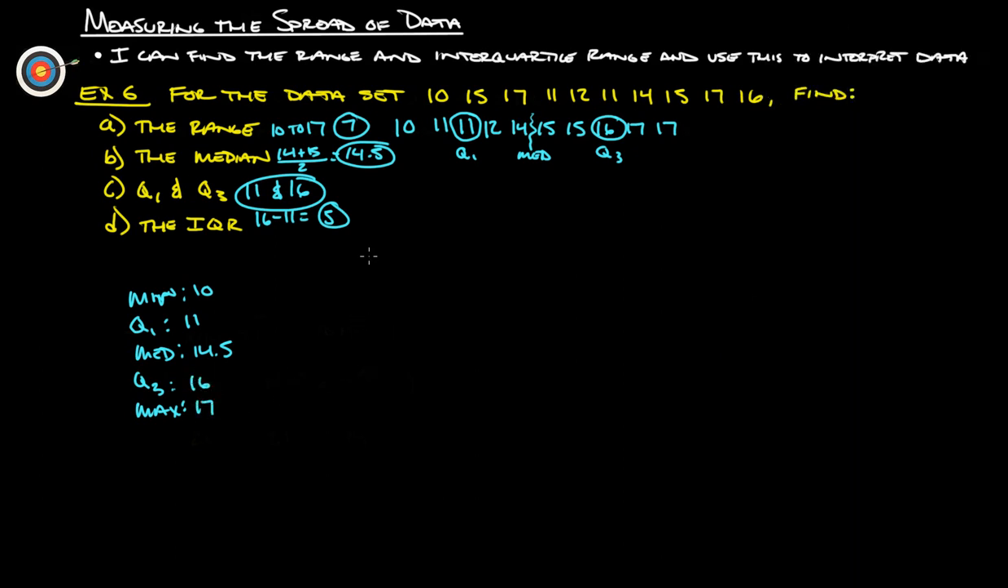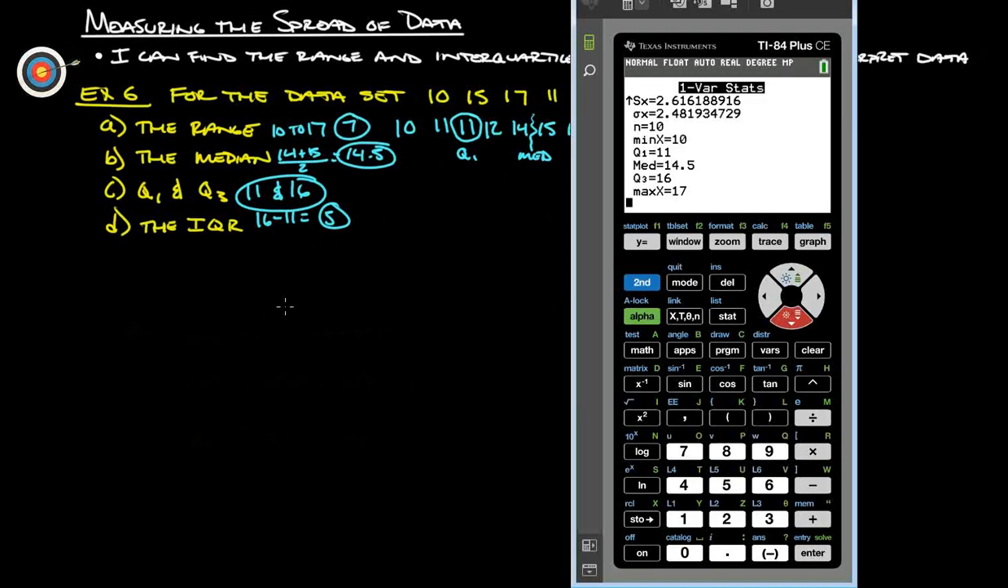So we can now come up with all this info here, right? So the range is from 10 to 17, which is 7. The median is 14.5, check. Quartile 1 is 11, quartile 3 is 16. So that means the interquartile range would then just be 16 minus 11, which is 5. Okay? So that's how you can also do this on the scientific calculator. All right, that's all there is for measuring the spread of data.